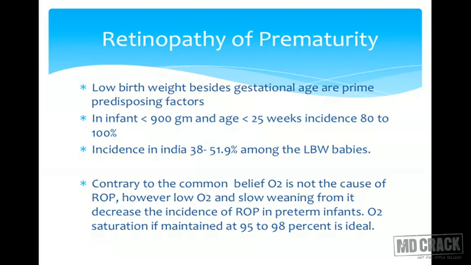Incidence in India is 38 to 59% among all the low birth weight children. Contrary to the common belief, oxygen is not the cause of ROP. However, low oxygen and maintaining the saturation within 95 to 98% and slow weaning from oxygen decrease the chance of development of retinopathy of prematurity.